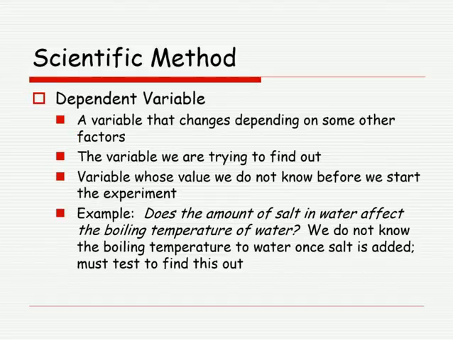As opposed to the dependent variable, it's a variable that changes depending on other factors. Okay? It's the variable that we're trying to investigate. It's the variable whose value we do not know before we start. In the boiling salt water example, we do not know the boiling temperature of water once the salt is added. We have to actually run the experiment in order to determine that value.